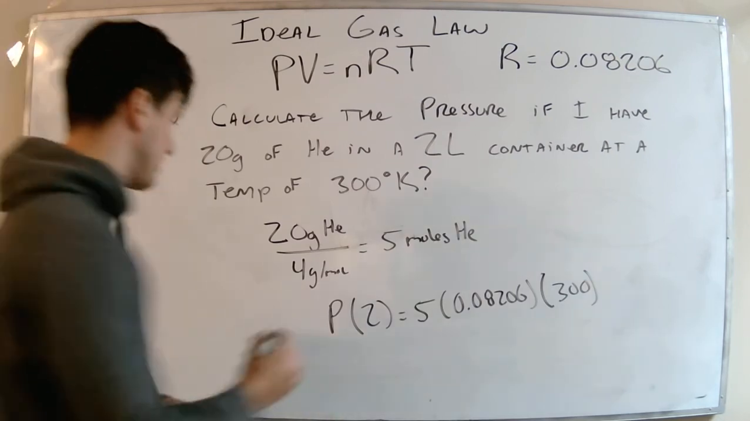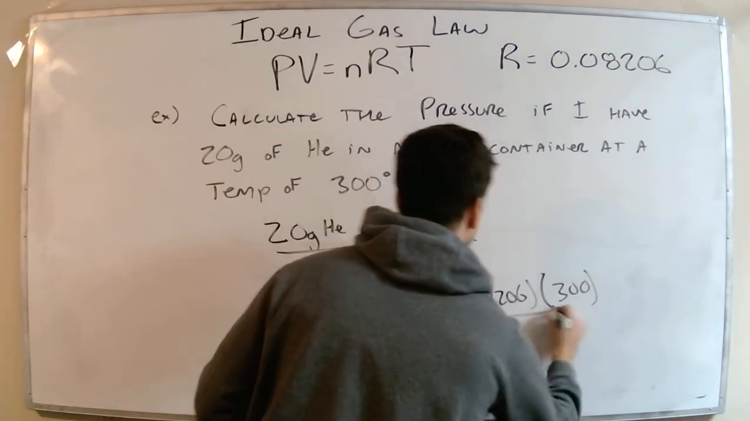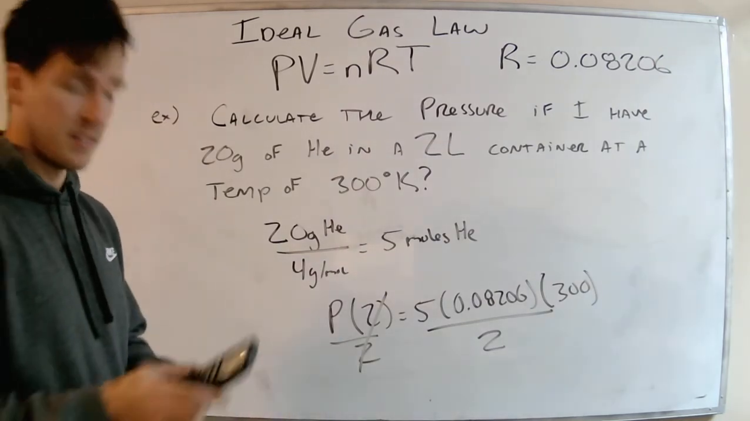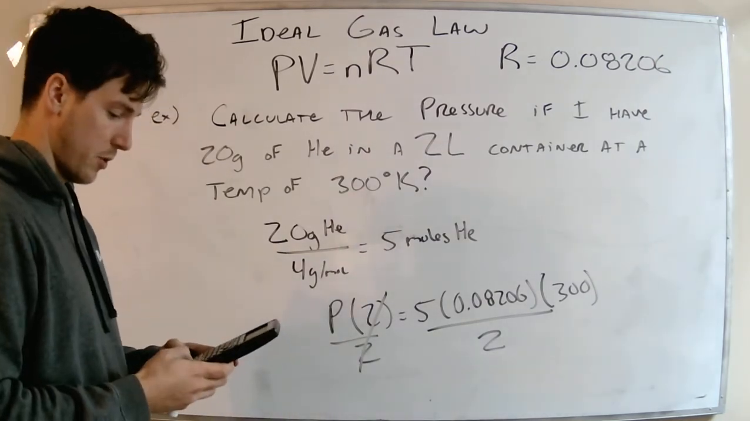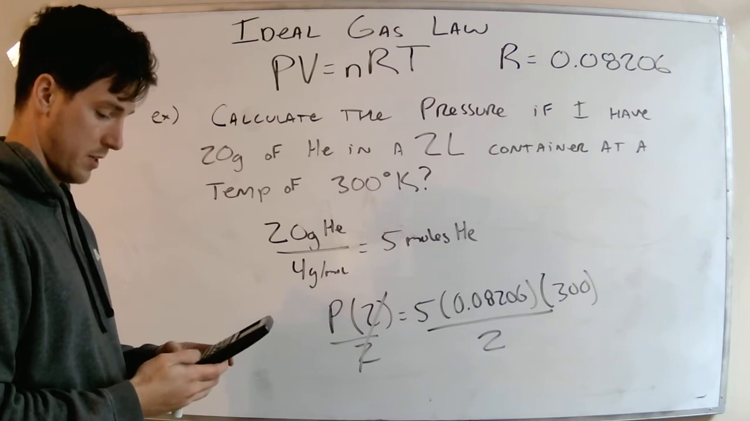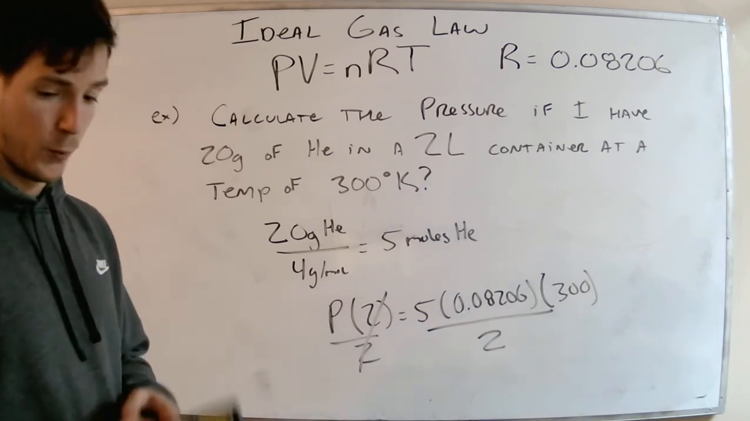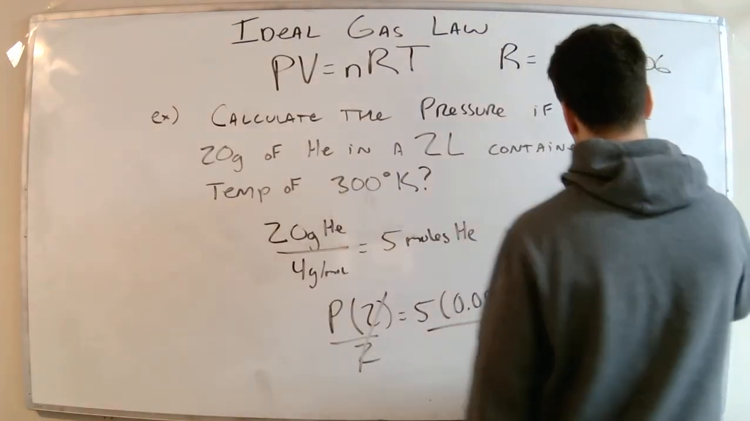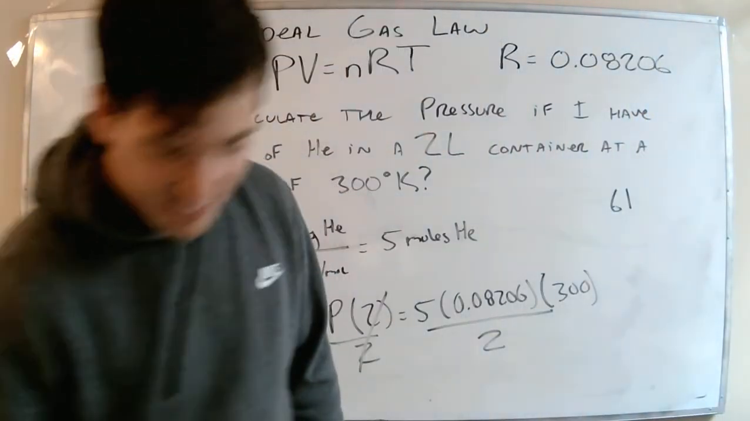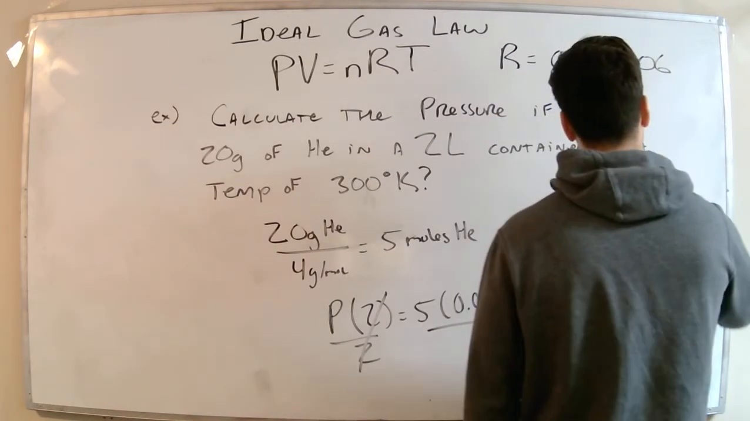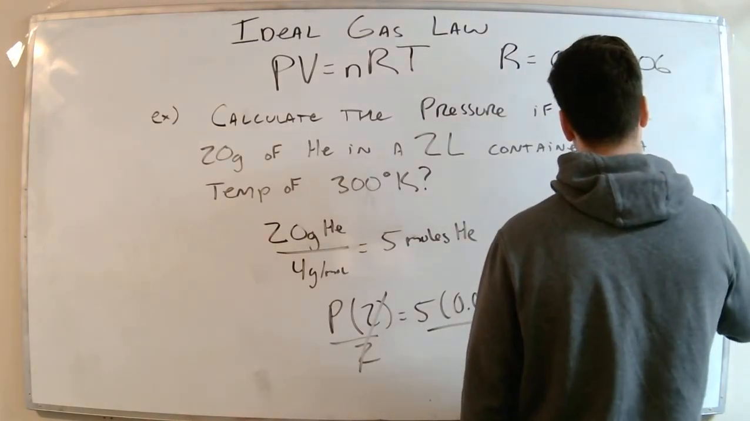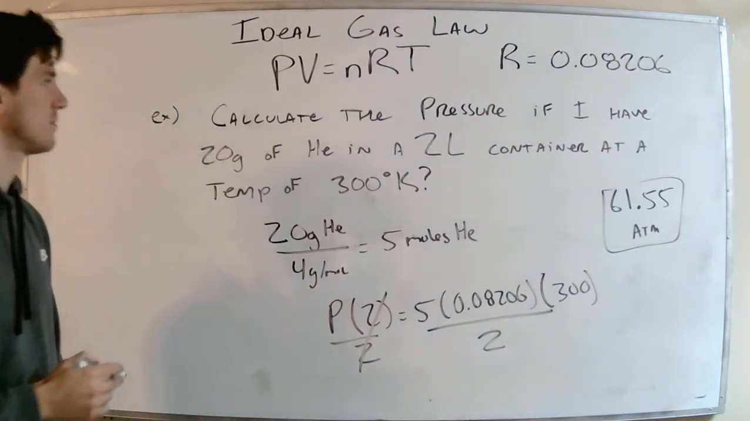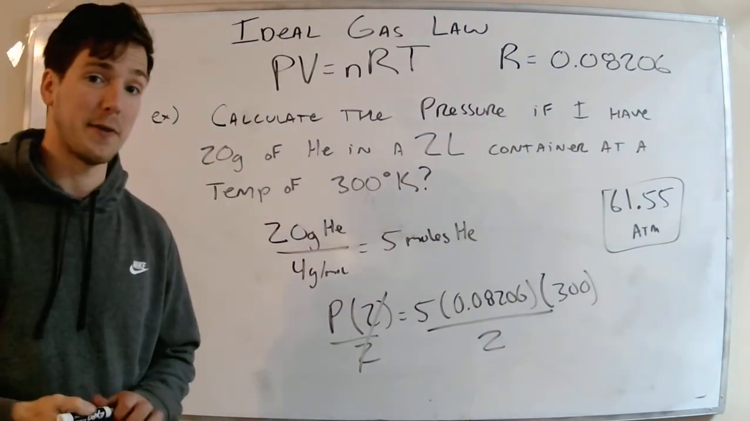To get pressure by itself, we divide by 2 on both sides. Easy stuff. 5 times 0.08206 times 300 divided by 2. I get a pressure of 61. Okay, that's 61 atmospheres. That's pretty crazy. Right? 20 grams of helium will do that.